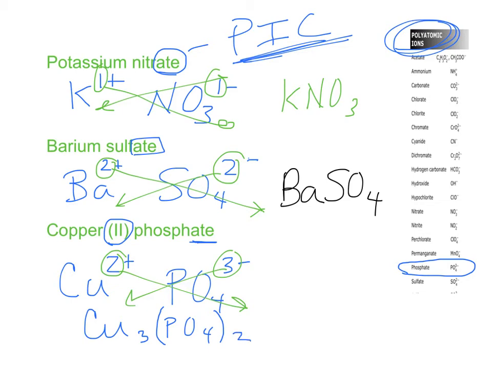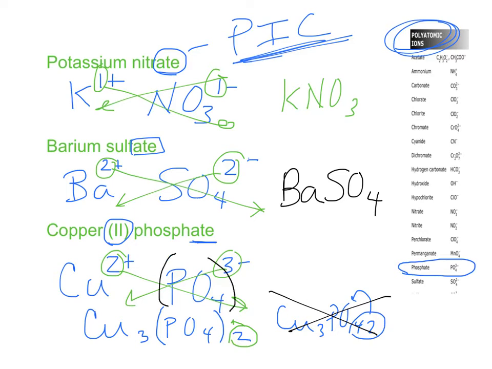The reason you want to put this in parentheses is because if you write it like this, Cu3 PO4 2, what you're saying is that you have 42 oxygens. But over here, what I'm saying is that I have 2 of these PO4 groups, and that's what you want to say. So this other way is going to be wrong. Anytime you see a polyatomic ion, just go ahead and put it in parentheses.